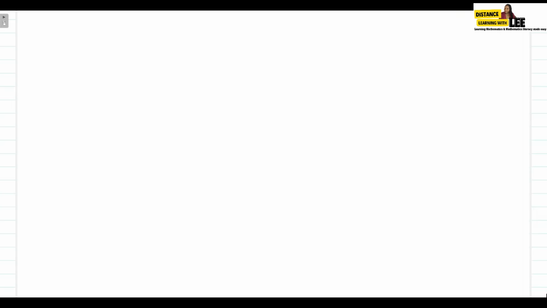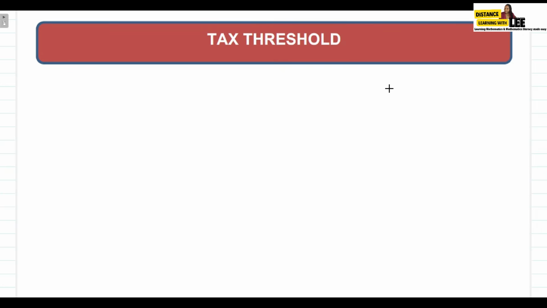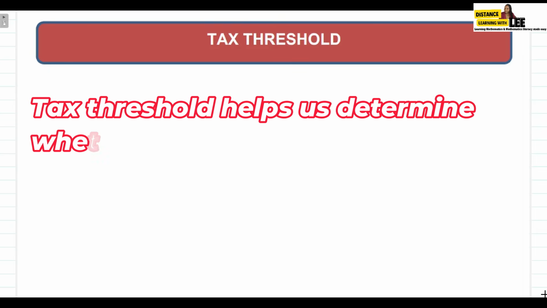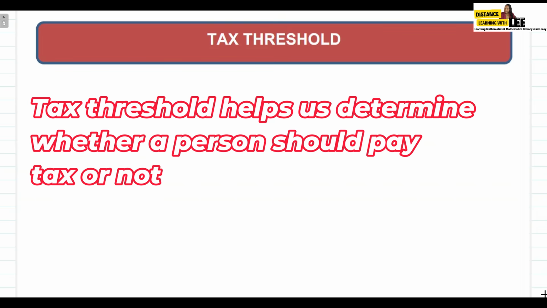We're going to get started with the first definition that is very important when we are doing our taxation calculations, and that is tax threshold. You're going to see this term very often in your taxation calculations, and it's very important that you understand what a tax threshold is. A tax threshold helps us determine whether a person should pay tax or not.